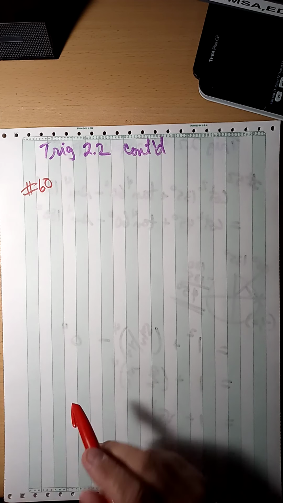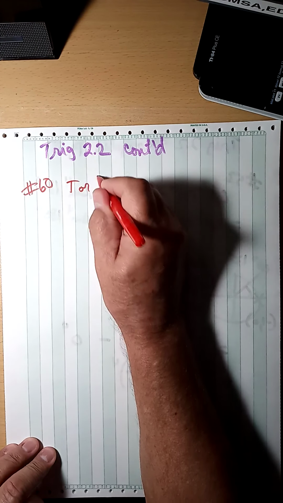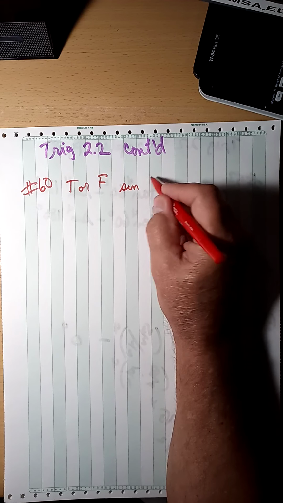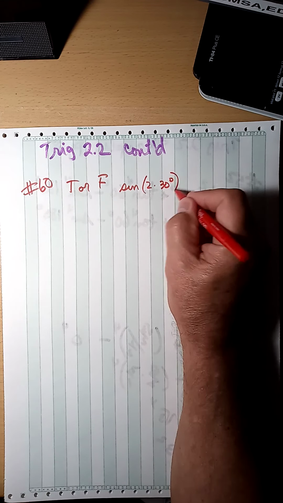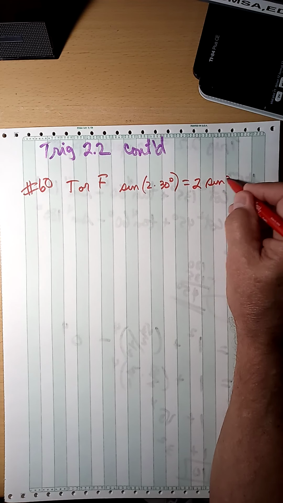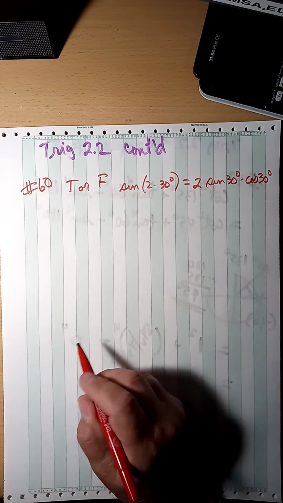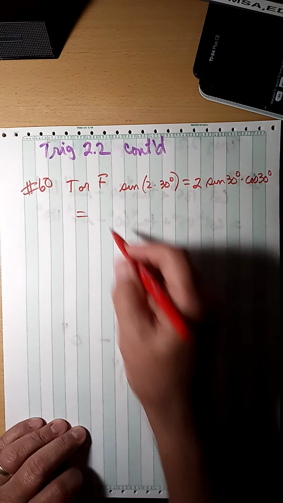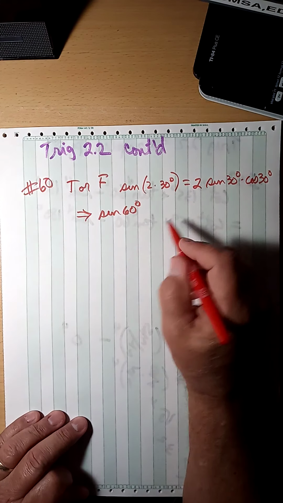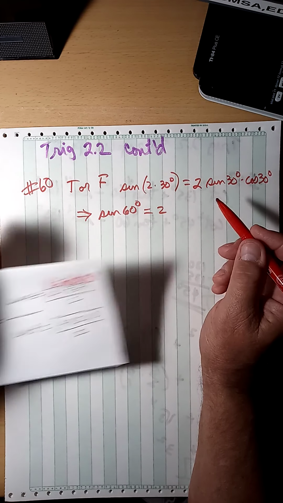Number 60. It says determine whether each statement is true or false. And they give us the sine of 2 times 30 degrees is equal to 2 sine of 30 degrees times the cosine of 30 degrees. Okay, so this next line, the sine of 60 degrees is 2 sine of 30. Oh, we can bring this back in.